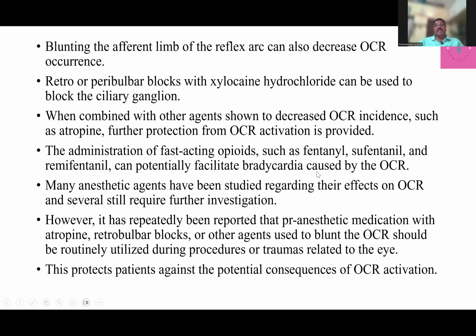Many anesthetic agents have been studied for their effects on the ocular cardiac reflex, and several studies call for further investigation. However, it has repeatedly been reported that pre-anesthetic medication with atropine, retrobulbar blocks, or other agents used to blunt the OCR should be routinely utilized during procedures or trauma related to the eye. This protects patients against the potential consequences of ocular cardiac reflex. Finally, anticholinergic agents like atropine and glycopyrrolate, anesthetic agents like ketamine, and blocks like retrobulbar and peribulbar with lidocaine to blunt the ciliary ganglion will protect from ocular cardiac reflex.